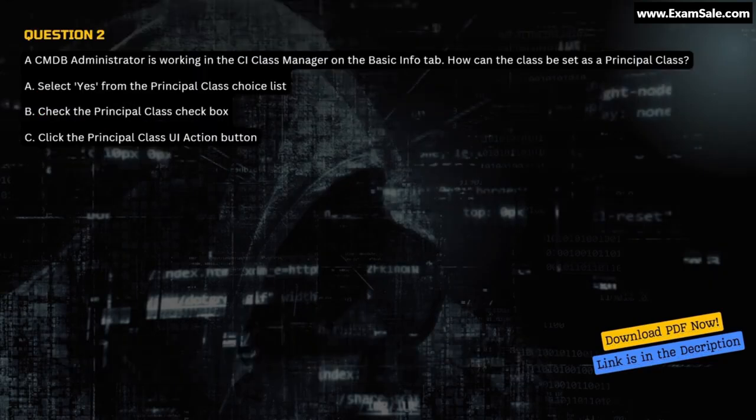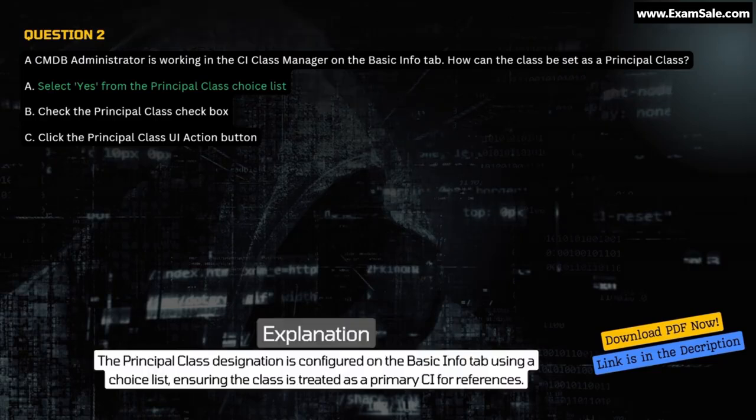Question 2. A CMDB administrator is working in the CI class manager on the Basic Info tab. How can the class be set as a principal class? A. Select Yes from the principal class choice list. B. Check the principal class checkbox. C. Click the principal class UI action button. Correct answer A. Select Yes from the principal class choice list. Explanation. The principal class designation is configured on the Basic Info tab using a choice list, ensuring the class is treated as a primary CI for references.